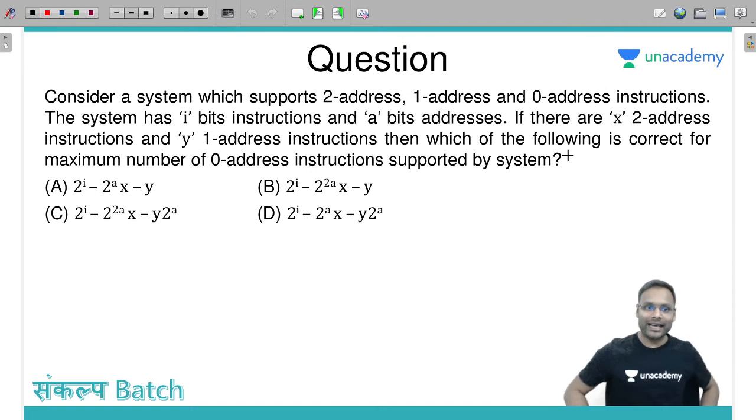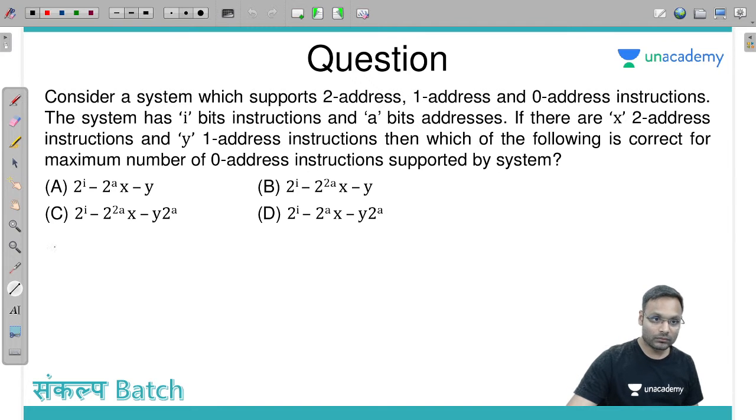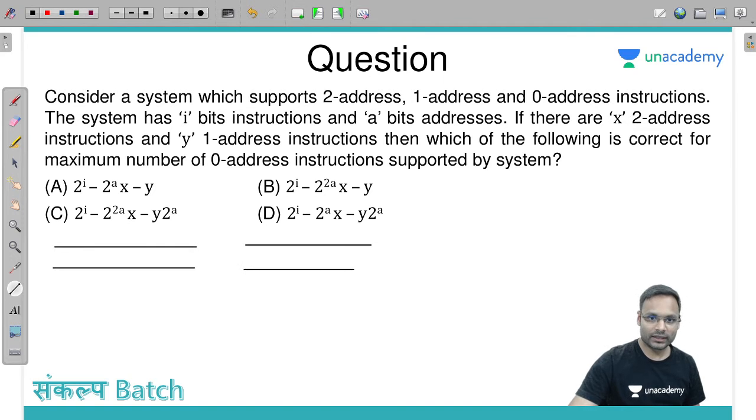Let's do it together. Consider a system which supports two address, one address, and zero address instructions. The system has I bit instructions and A bit addresses. If there are X two address instructions and Y one address instructions, which of the following is correct for maximum zero address instructions? Let's formulate it. What are the formats? Two address, then one address, and then I am drawing zero address here.